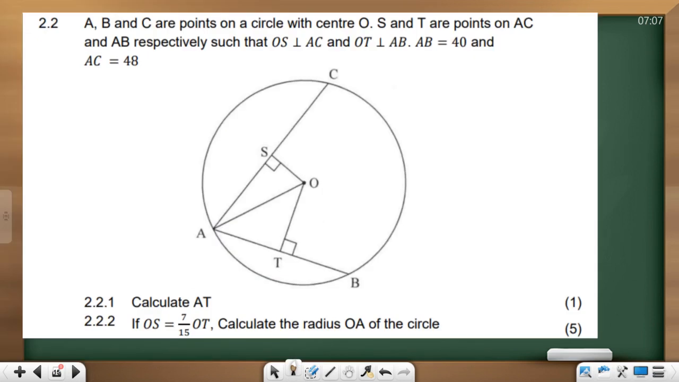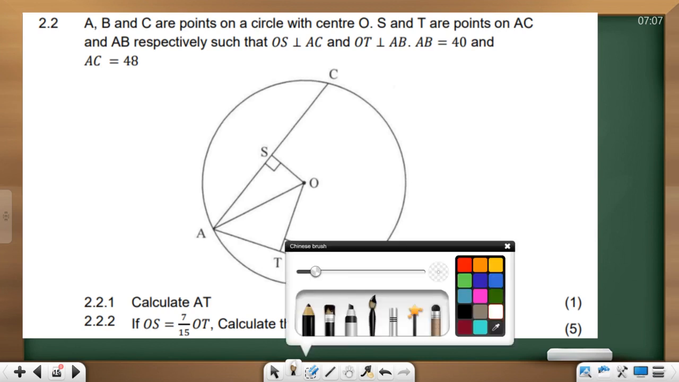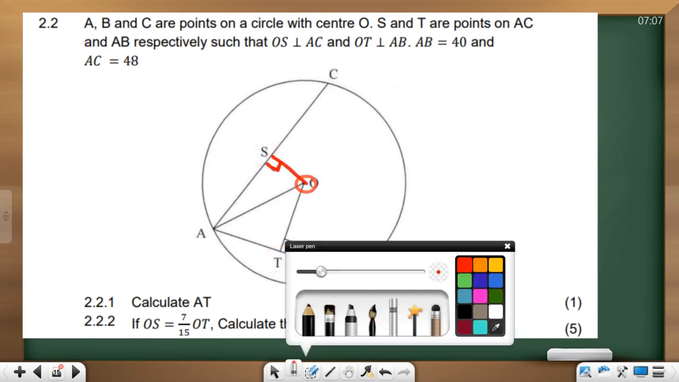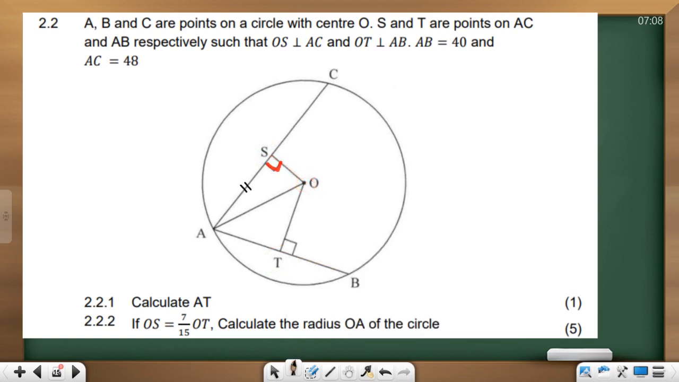A, B, and C are points on the circle with center O. S and T are points on AC. Let's go find all of those letters. S and T. Such that OS is perpendicular. I see something. Theorem 1: a line drawn from center perpendicular to the chord will do what? Will bisect. It means this and this are equal.